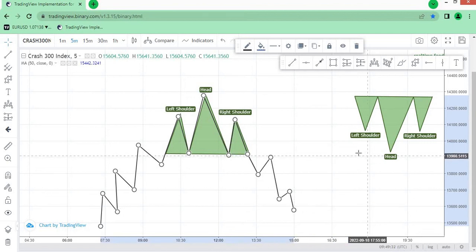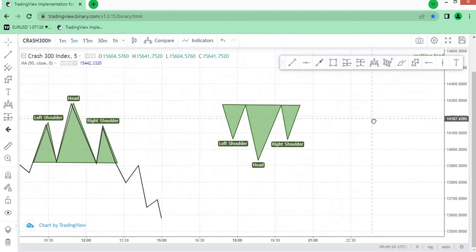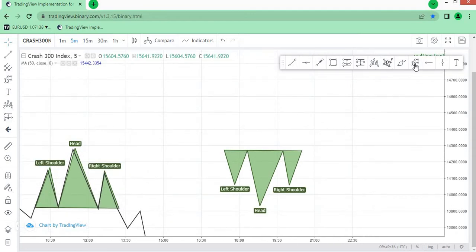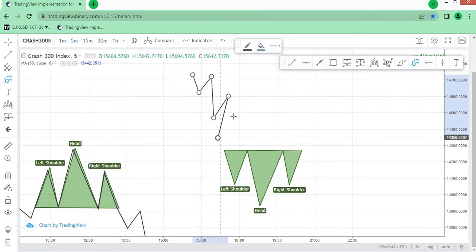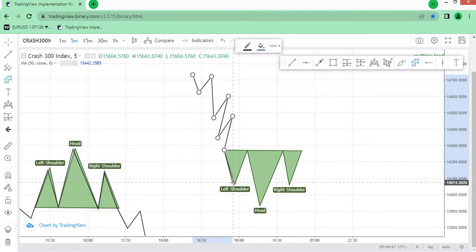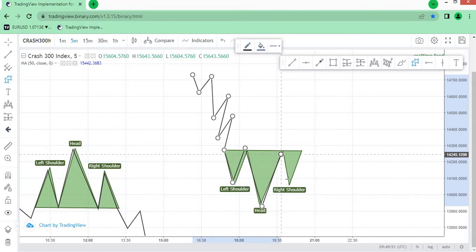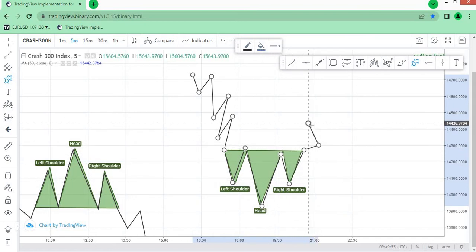Now this is the inverse head and shoulder pattern, guys. Now let's say the market is creating lower low, lower high, lower low, lower high, lower low, lower high, and then starts creating the left shoulder, creating the head and creating the right shoulder, then starts creating higher high, higher low, higher low, guys. Now this is how the head and shoulder looks like, guys.